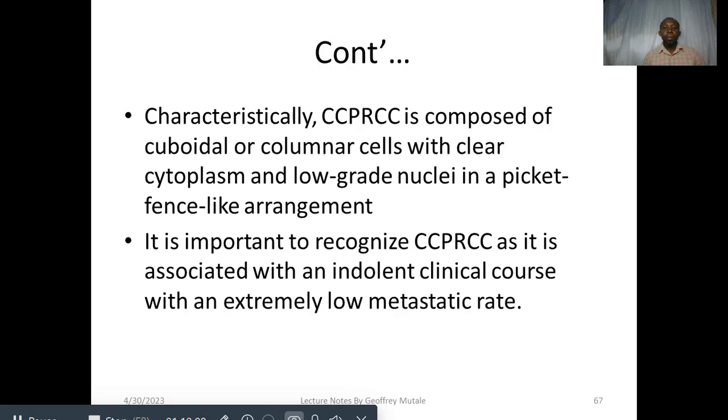Characteristically, the CCP-RCC is composed of cuboidal or columnar cells with clear cytoplasm and low-grade nuclei in a picket fence-like arrangement. It is also very important to recognize CCP-RCC as it is associated with an indolent clinical course with extremely low metastatic rate.